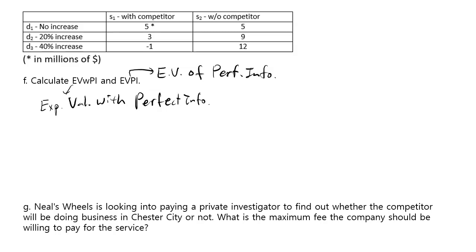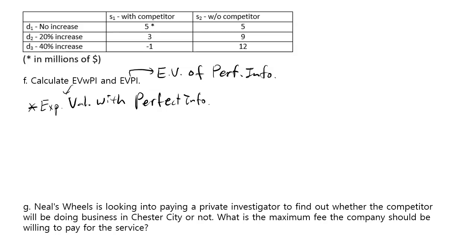But I still haven't explained what it means, so let me start with expected value with perfect information. Expected value with perfect information assumes the following. In the future, not now, in the future, almost right before you make that decision, you get a hold of that perfect information. Now, if that happens, what is the expected value of your profit right now?